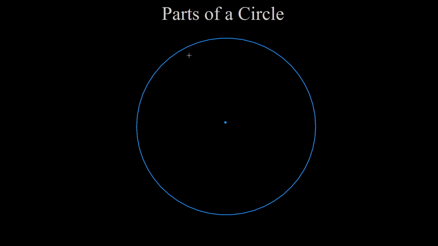Next, we have a chord. A chord is a line that goes from the circumference to the circumference and does not go through the center of the circle like the diameter does. So a chord cuts a circle into two pieces and it is a line segment. That's the definition of a chord. A chord creates a segment inside. So this is a segment.